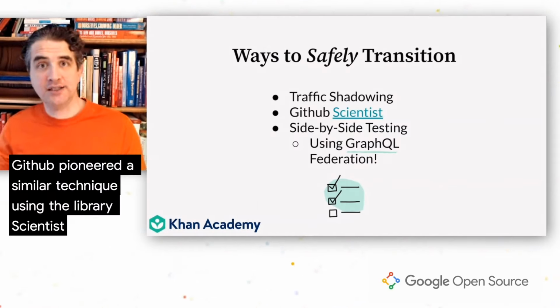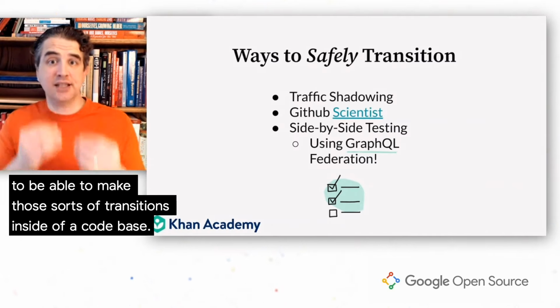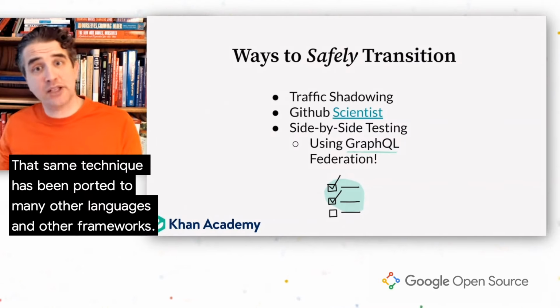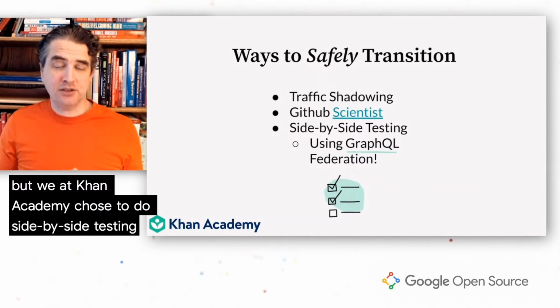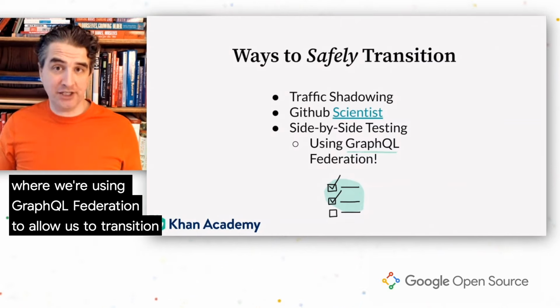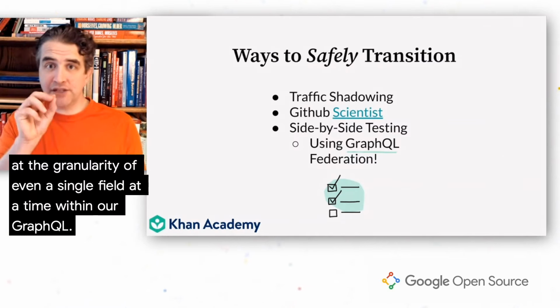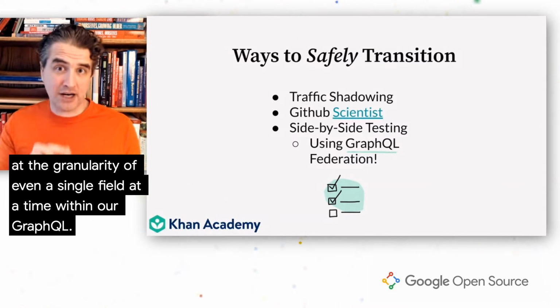GitHub pioneered a similar technique using the library Scientist to be able to make those sorts of transitions inside of a code base. That same technique has been ported to many other languages and other frameworks. We were inspired by that. But we at Khan Academy chose to do side-by-side testing, where we're using GraphQL Federation to allow us to transition at the granularity of even a single field at a time within our GraphQL.